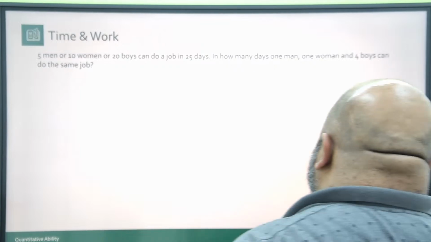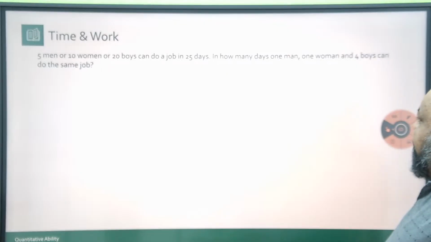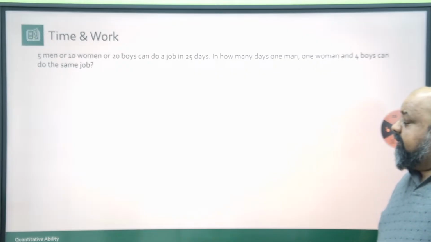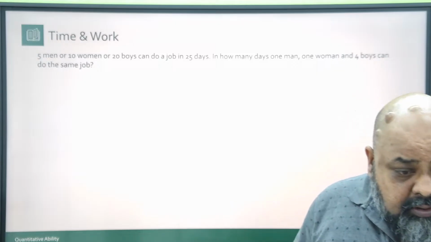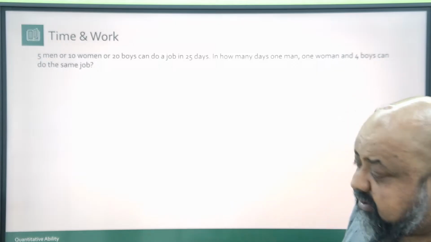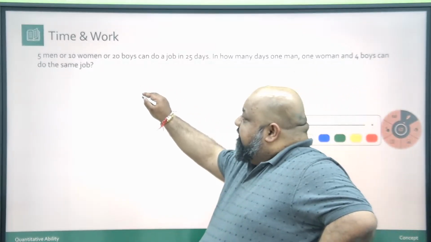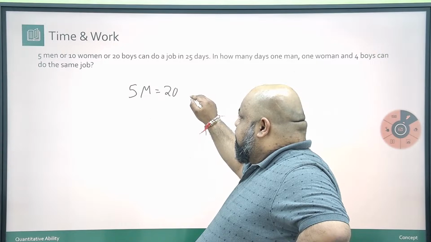Okay, so we have one answer which says 500 by 7. Okay. 500 तो समझ आ गया मेरे को. 7 समझ नहीं आया. Should it be 500 by 10? Yes, 50 days, absolutely. So, again, यहाँ पे 5 men is equal to 20 boys.